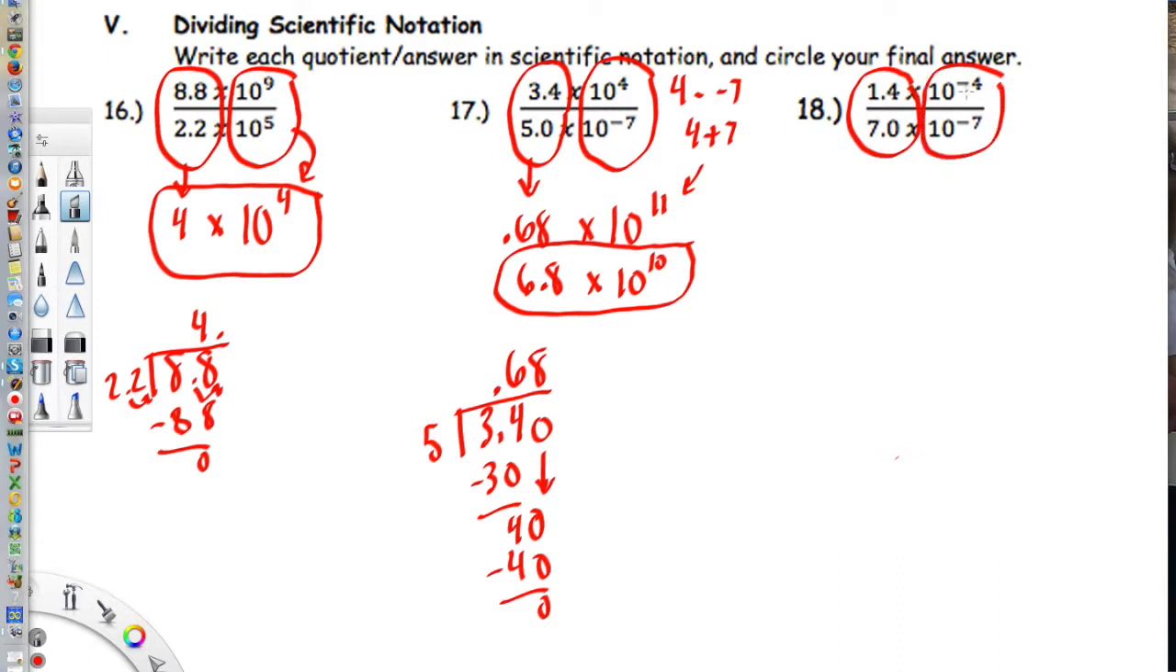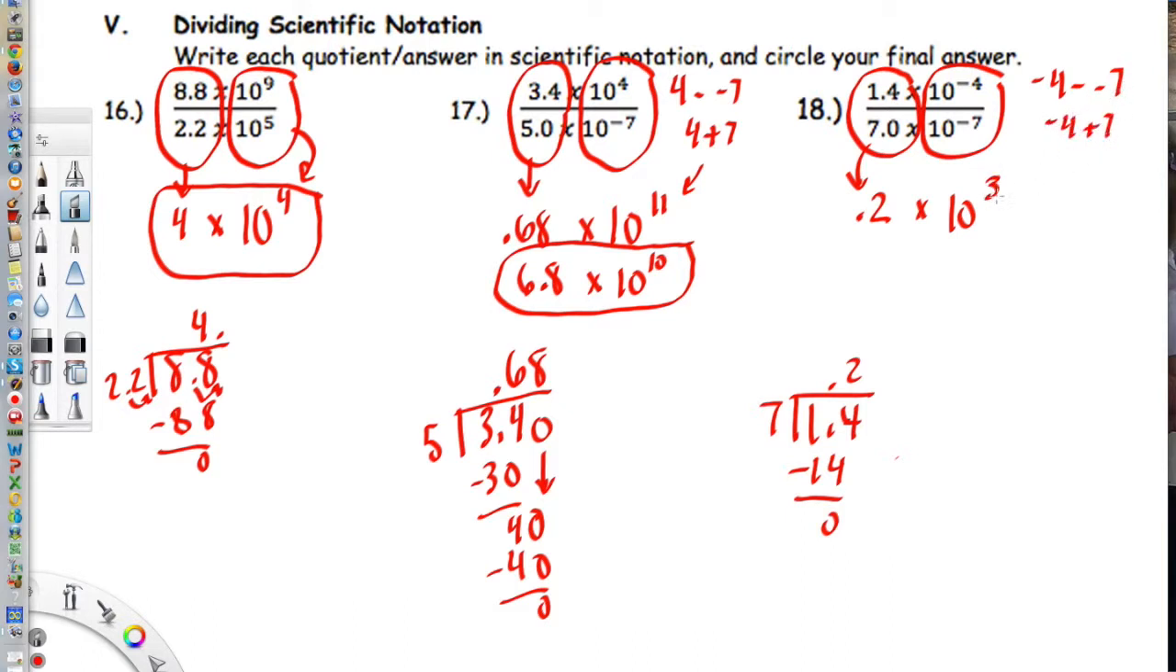And then I also have 10 to the negative 4th power divided by 10 to the negative 7th power. Well, let's take 1.4 divided by 7. 7 won't go into 1, but it will go into 14 two times. 2 times 7 is 14. I subtract it, get 0. So this would be 2/10 times 10 to the negative 4th power divided by 10 to the negative 7th power would be 10 to, I have a negative 4 minus a negative 7, which is really a negative 4 plus 7, which would give me a net value of 3.